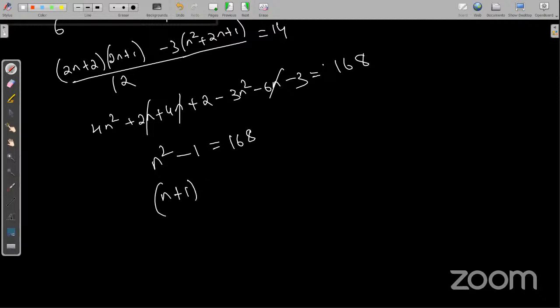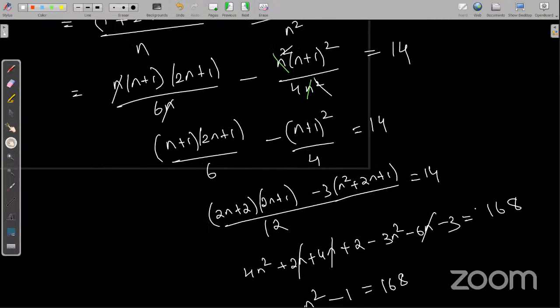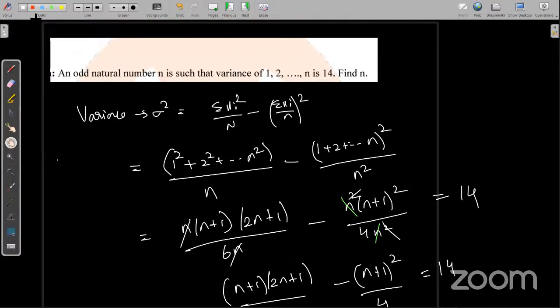Rather, n square is equal to 169 here. So n is equal to 13. Got it? So it's just a matter of simplification. So n is an odd natural number, which is 13 we got, where the variance is 14, which he has given to us in the question.